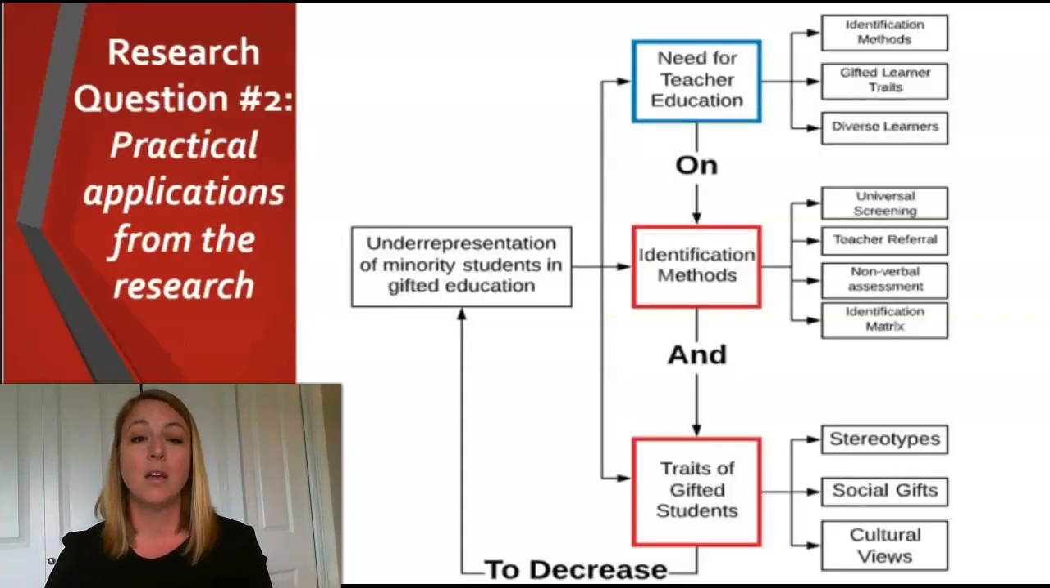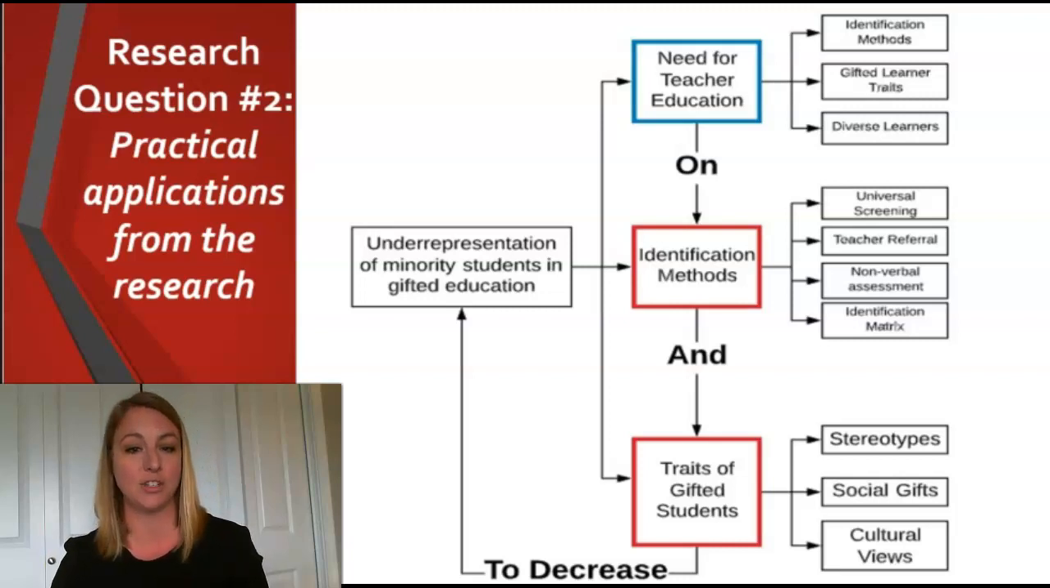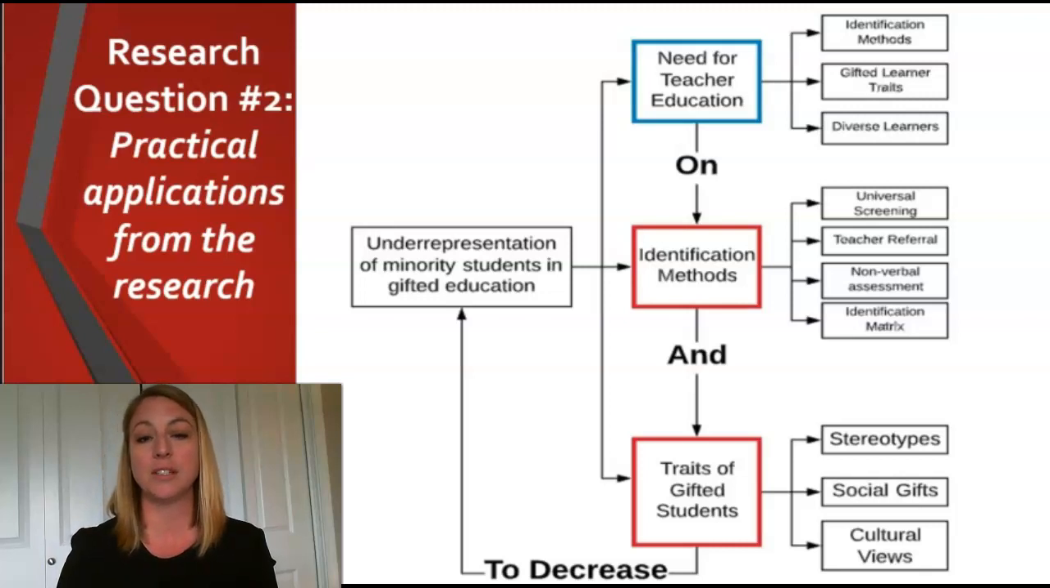All the common themes presented in the first research question can work together to form practical applications for school districts to use to increase the representation of minority students in gifted education. This image shows how there is a need for gifted education, for teacher education on both identification methods and the traits of gifted learners in order to decrease the underrepresentation.